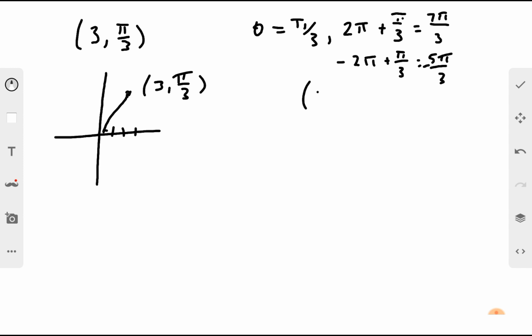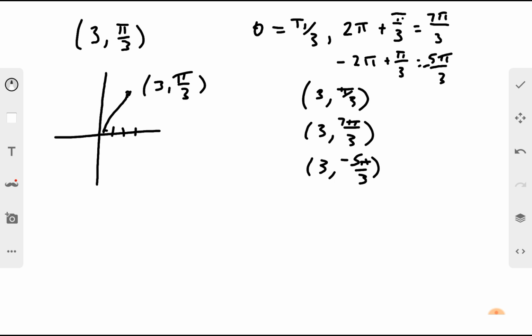Okay, so (3, pi over 3) is the same as (3, 7 pi over 3), because that takes us around 2 pi plus another pi over 3. And that's the same as (3, negative 5 pi over 3). So that's just using coterminal angles to find another value for theta.